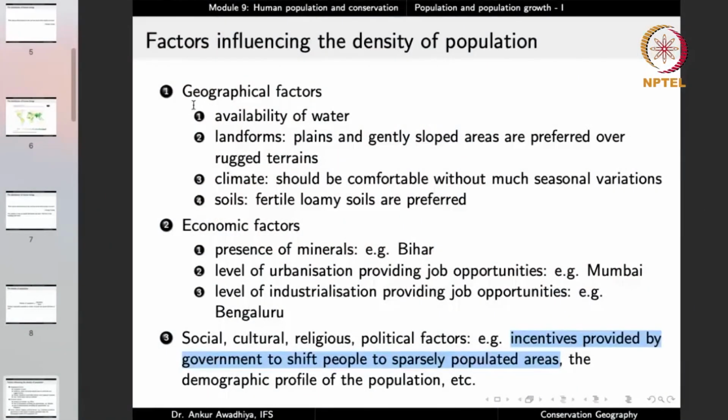And so we have geographical factors, economic factors, social, cultural, religious and political factors that all govern the density of the population.